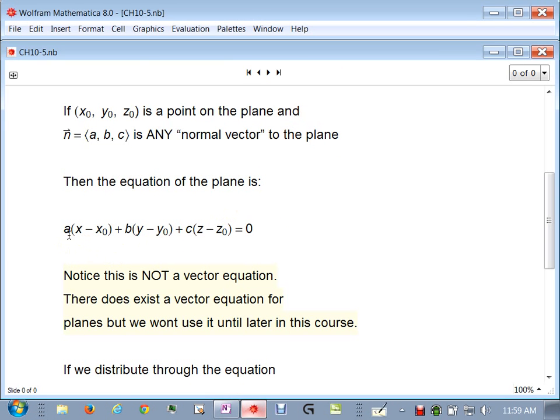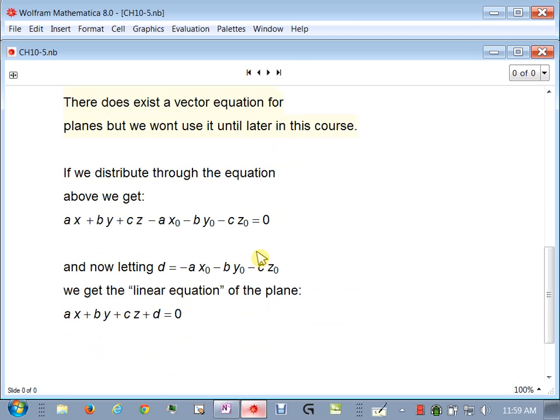You have a number in front of x minus x naught, and x naught is a number, right, because it's a point on your plane. And y minus y naught is a number. If you distribute the a through, the b through, the c through, you'll have x, y, z, and you'll have some constant. Distributing through, we get ax plus by plus cz plus all of these together. This is just a number. So we give this number a unique variable. We call it d. And so this becomes our general linear equation of a plane.